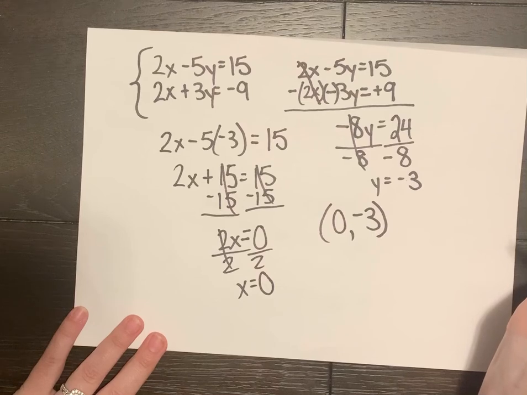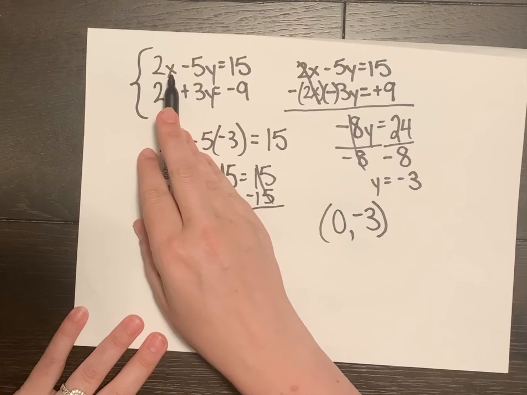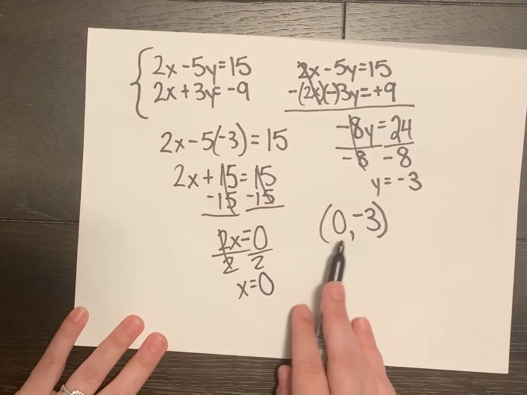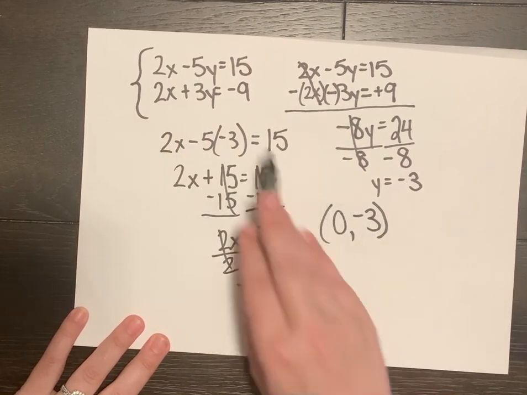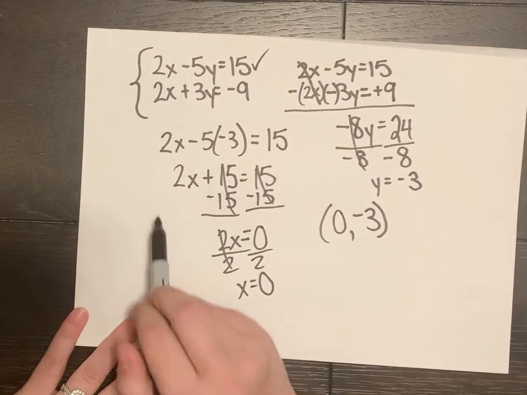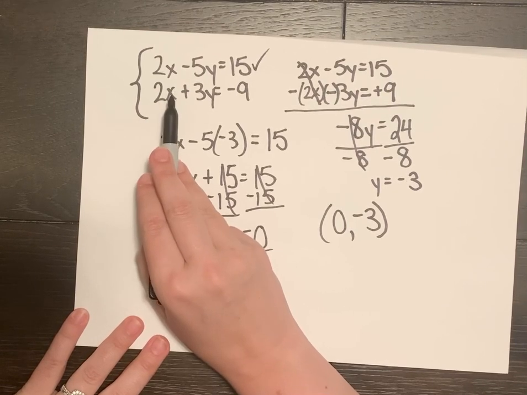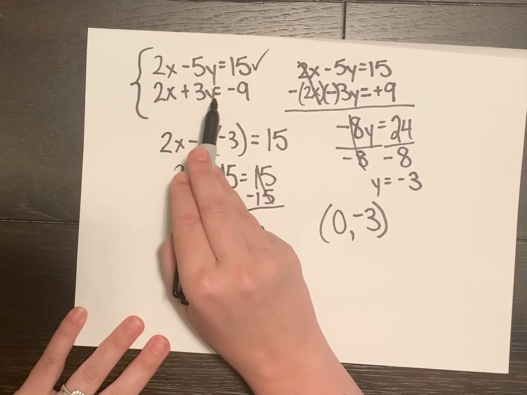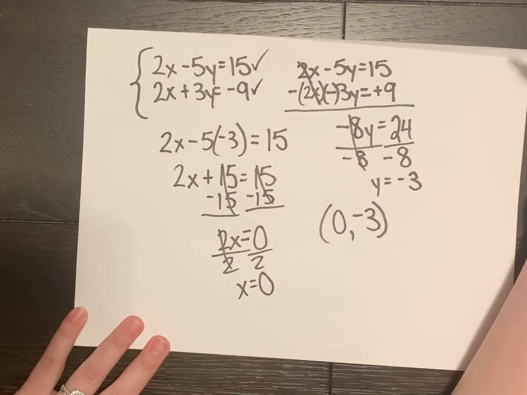Like I said, you can check it by looking back in, plugging them in. You could say 2 times x, well that's 0, and then negative 2 times x. If x is 0, then that is 0. Negative 5 times negative 3 is positive 15. So it does check out here. Checks out here, I believe. 2 times 0, because you plug that in for x, is 0, plus 3 times negative 3. 3 times negative 3 is negative 9. So it is a solution.